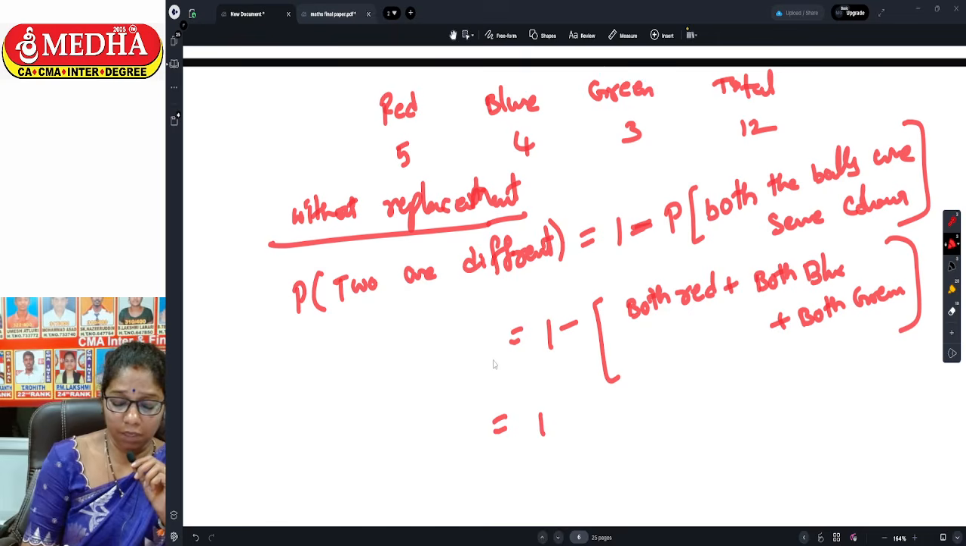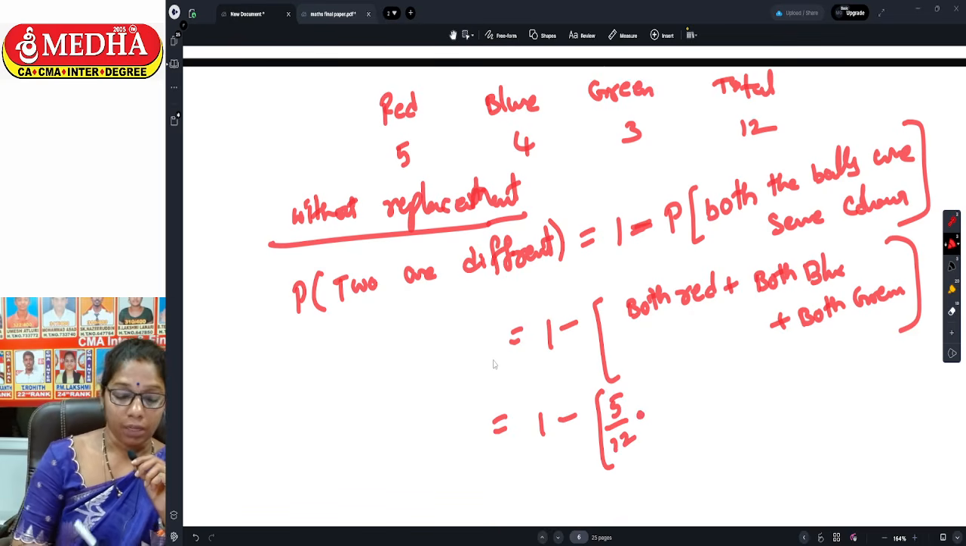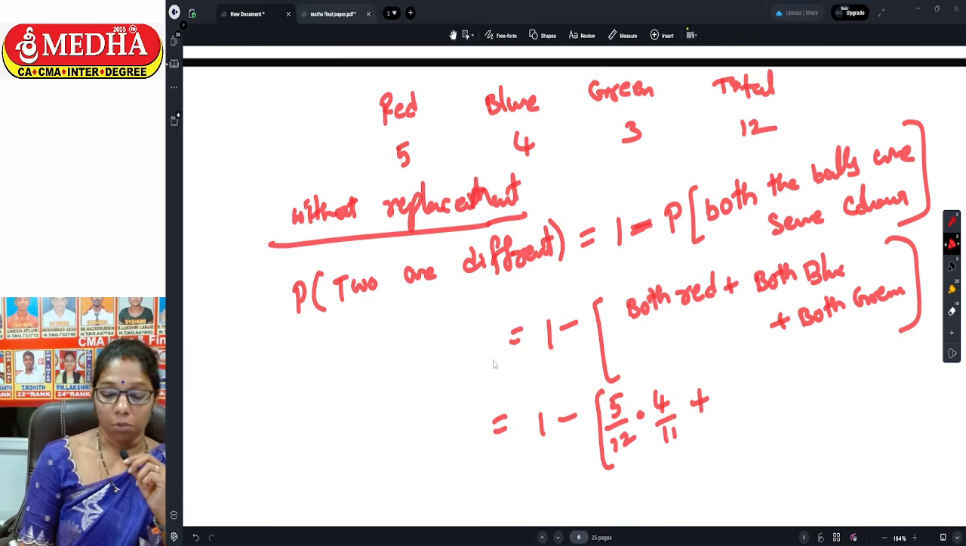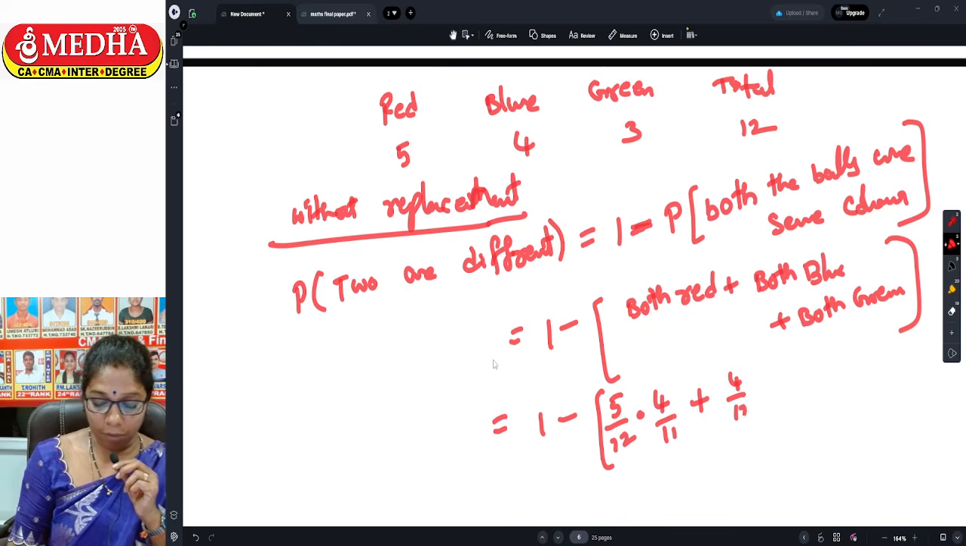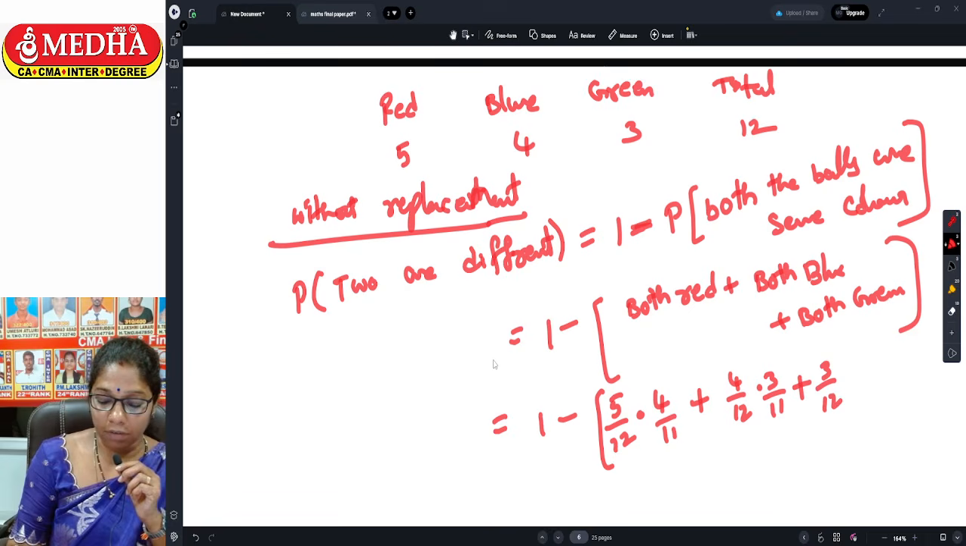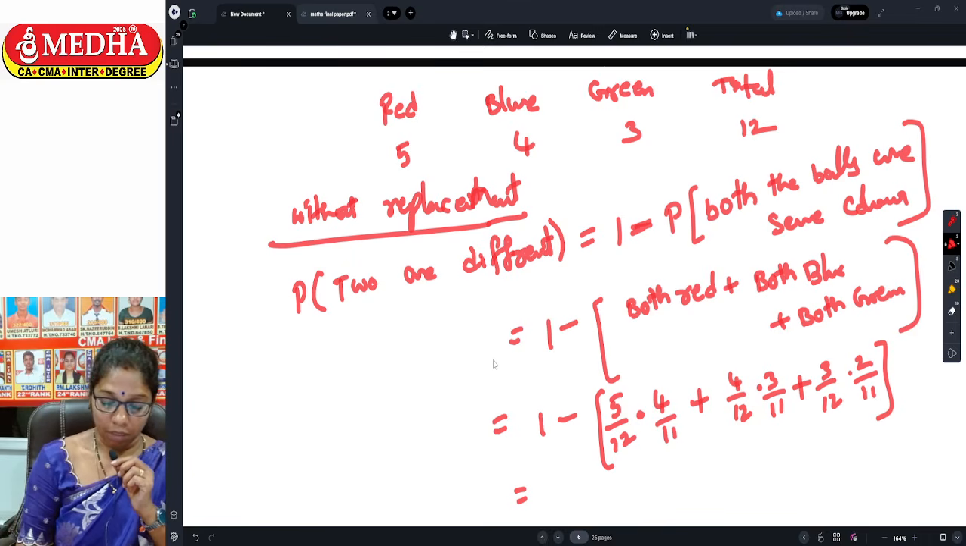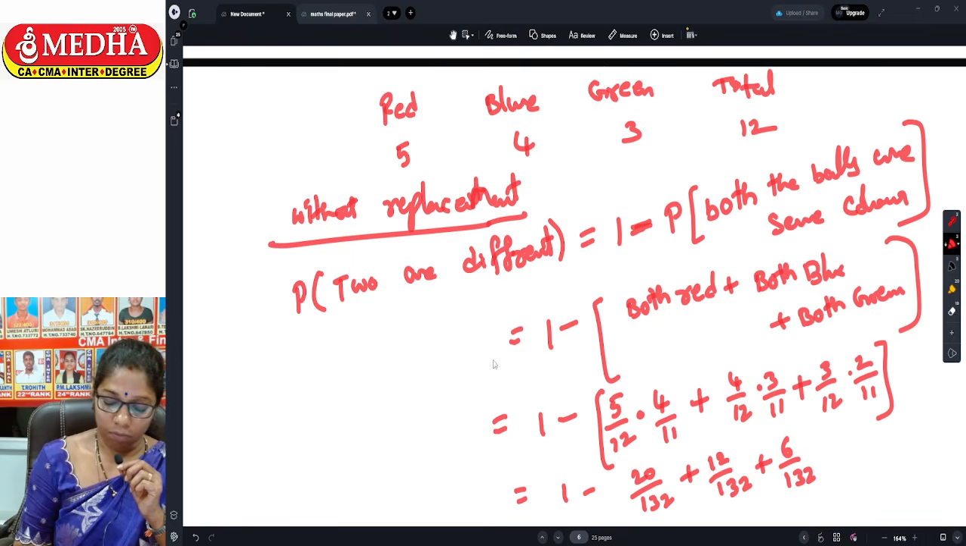So first one both are red. First one is red 5/12, total 12 balls are there, 5c1 by 12c1, into, again the second ball is also red, there are 4 red, 4/11, plus both are blue balls. First one is 4/12 into 3/11. So second ball is also blue, and next one 3/12 into 2/11, second is also green. 1 minus 20/132 plus 12/132 plus 6/132.